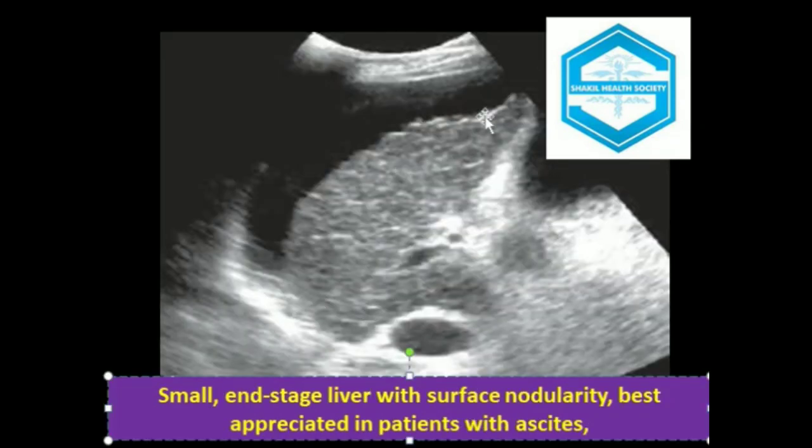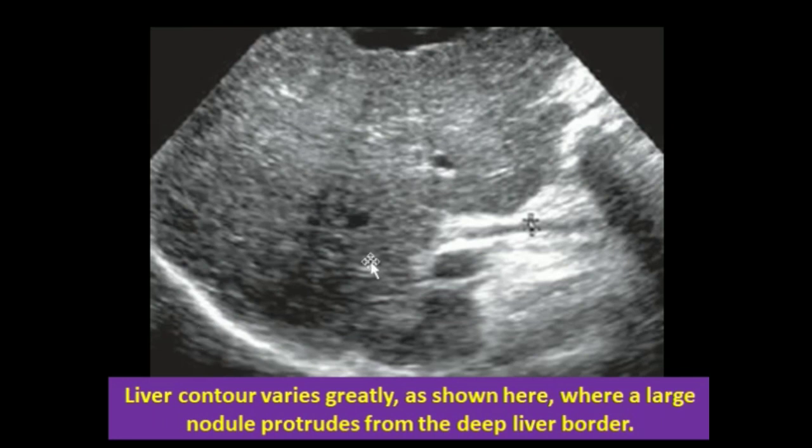This image shows a small end-stage liver with surface nodularity, and that is very well appreciated when the patient also suffers from ascites. The irregular surface is very clearly appreciated. This is the liver with a large nodule protruding from the deep liver border. The outline is irregular.